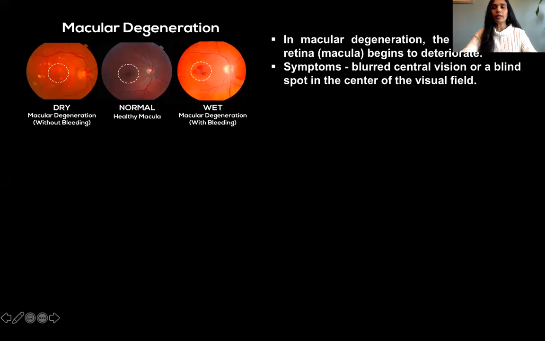If you look at the different types of retinal diseases, macular degeneration, as we know, has two different types, dry macular degeneration or the wet one. In both cases, the macula, the center of the retina, deteriorates or degenerates, resulting in blurred central vision and the appearance of a spot in the center of the visual field.